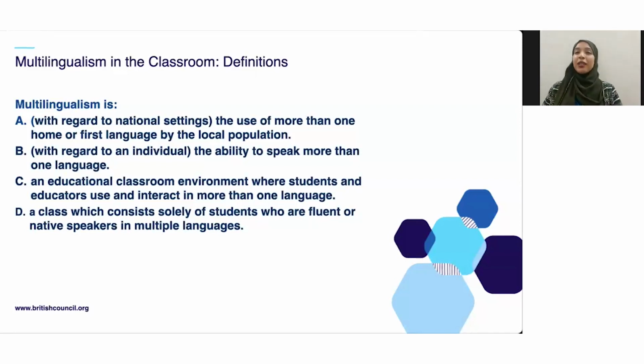It's not actually correct. So yes, multilingualism is the use of more than one home or first language by the local population with regard to national settings. Yes, it is the ability of an individual to speak in more than one language. Yes, in our educational classroom environment, educators and students interact in more than one language. But D is not quite correct. Students and multilingual people don't have to be native or perfect in many languages in order to be considered as multilingual. So yes, you are correct. Well done, everyone. D is the correct choice. Okay, next slide, please.